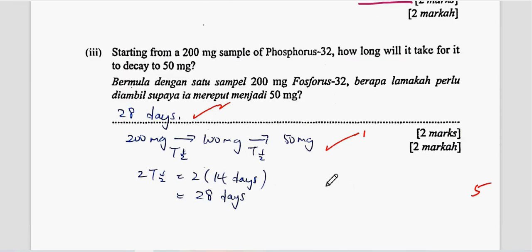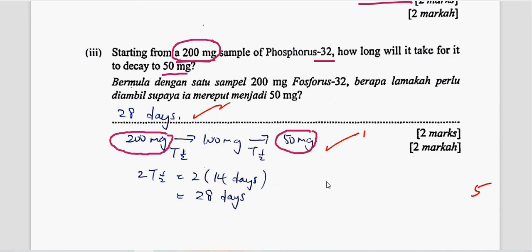Then starting from 200 milligram sample of phosphorus 32, how long will it take for it to decay to 50 milligram? So they give you this as the initial. So gunakan, use the method just now. Half of 200 is 100, half of 100 is 50 because you want it to decay to 50. Maksudnya teruskan sampai you jumpa the reading that you want.